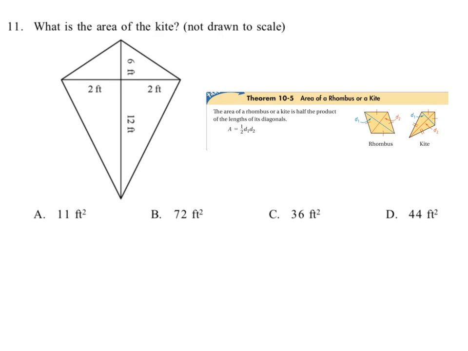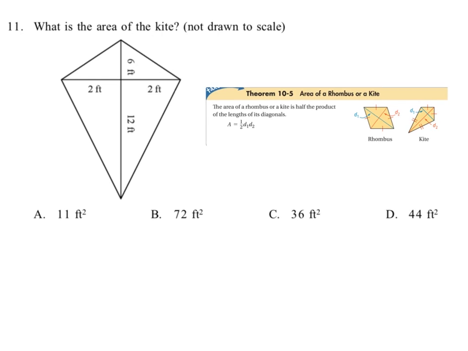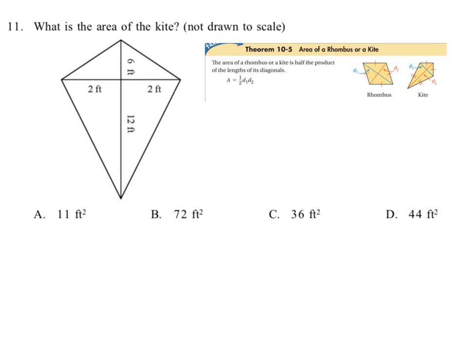All right, area of a kite. Essentially, the formula, as you can see over here, is, and let me move this up, 1/2 diagonal 1 times diagonal 2. So I'm going to write it. Area equals 1/2 diagonal 1 times diagonal 2.